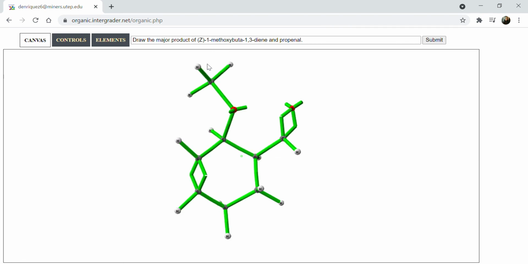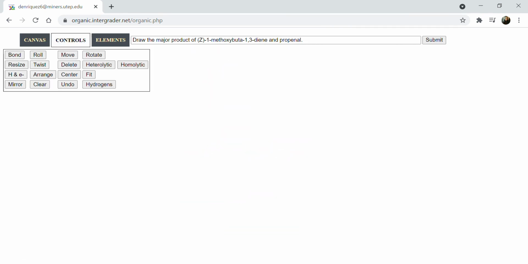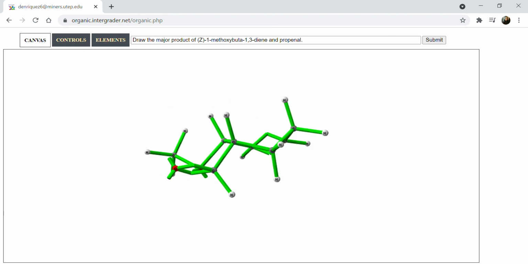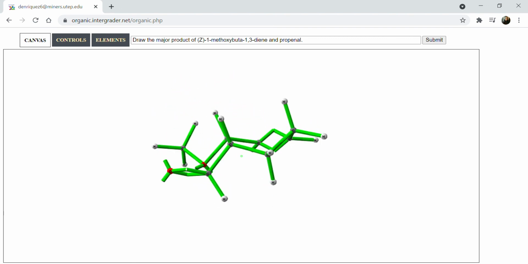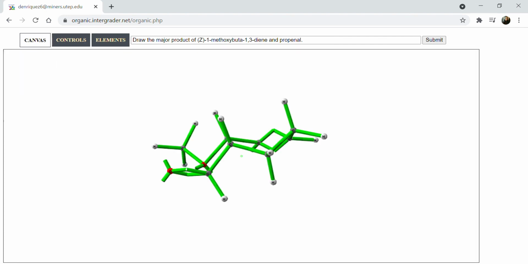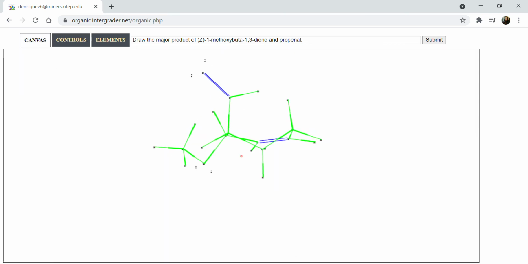And then we see Z, so I'm going to make sure that we have trans at the end because the conformation is going to switch. Whenever we have cis, it's going to be trans, and whenever we have trans, it is going to be cis. All right, let's see if that did it. Yep.